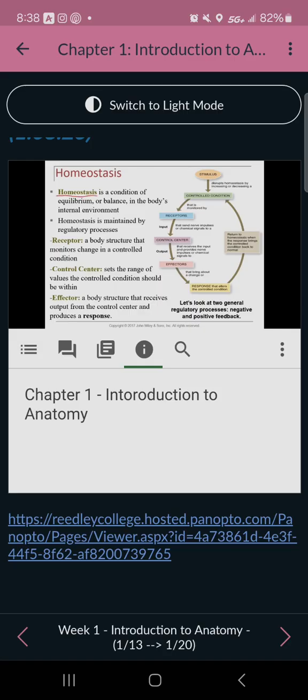Homeostasis is the condition of equilibrium or balance in the body's internal environment. Homeostasis in the human body is continually being disturbed. Some disruptions come from the external environment in the form of physical insults, such as the intense heat of a hot summer day or a lack of enough oxygen from that 2-mile run.